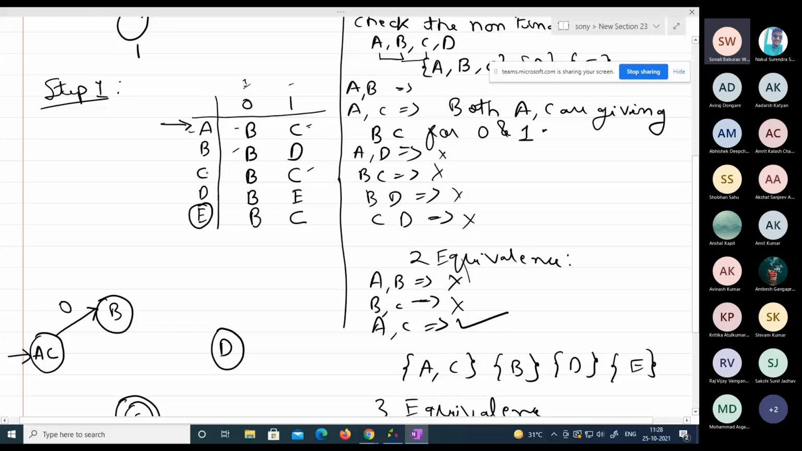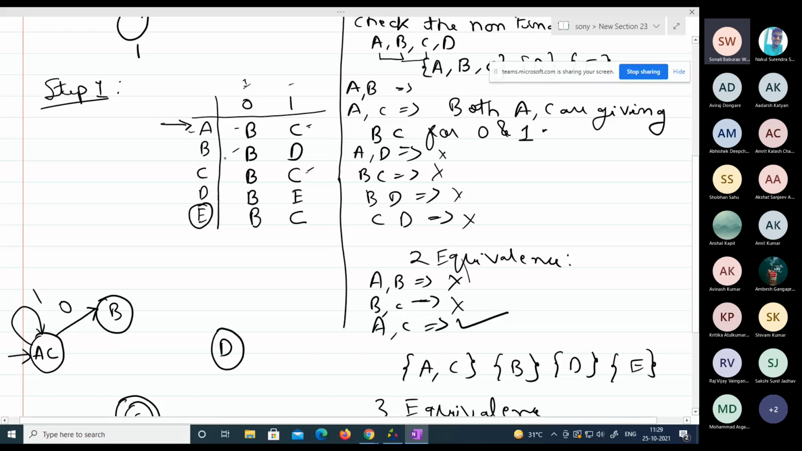Now check other values. A gives 1 to C and C also gives 1 to C. What a coincidence, isn't it? Both A and C are giving the same values, B and C. We know that from the table. So A on 1 is giving C and C on 1 is giving C. So it means 1 goes to itself.